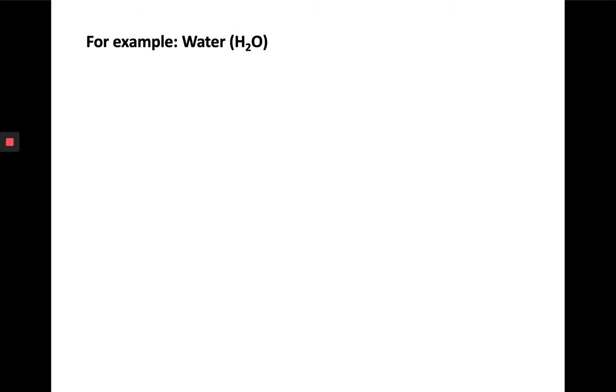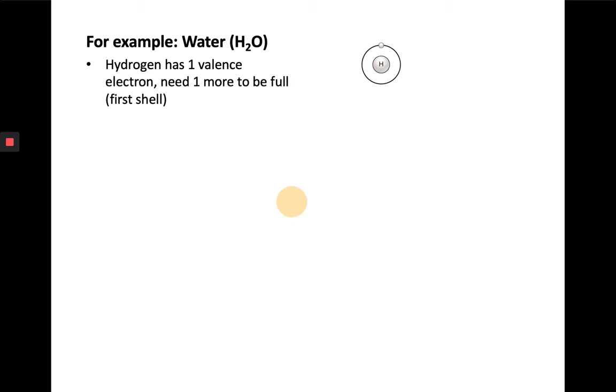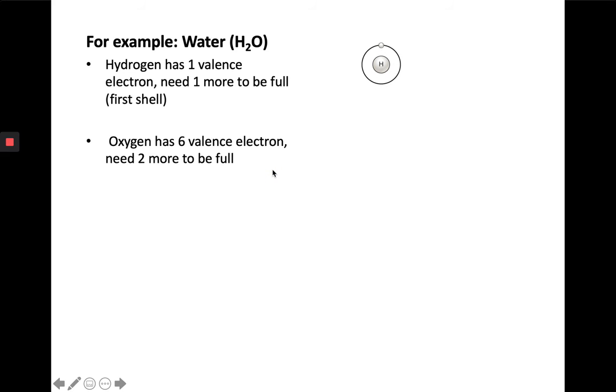Let's have a look at another example. If we look at water, we have hydrogen and oxygen. Hydrogen has 1 valence electron, and it only needs 1 more to be full because it's in the first period, so it only has 1 electron shell, and that first shell only needs 2 electrons to be full. Then we also have oxygen, which has 6 valence electrons and needs 2 more to be full. In this diagram, I've only shown the valence electron shell, just for ease of this demonstration.